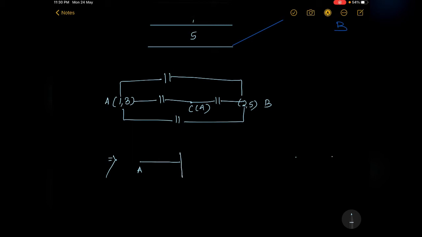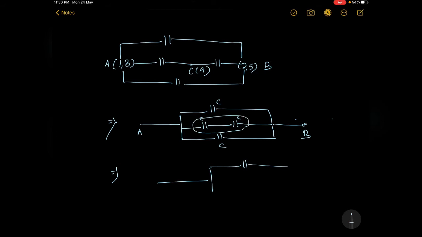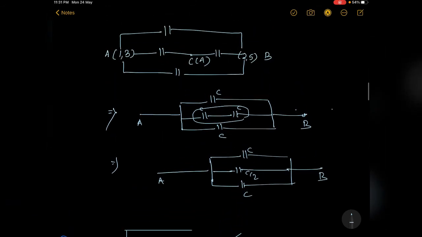A, here there will be two capacitors, here there will be one capacitor, B. If all the capacitors have capacitance C, then I can say the equivalent capacitance will be like this. C, these two are in series, these two are in series, so equivalent capacitance will be C by 2. Now, these three are in parallel combination. The equivalent capacitance will be C plus C plus C by 2. That means 5C by 2.